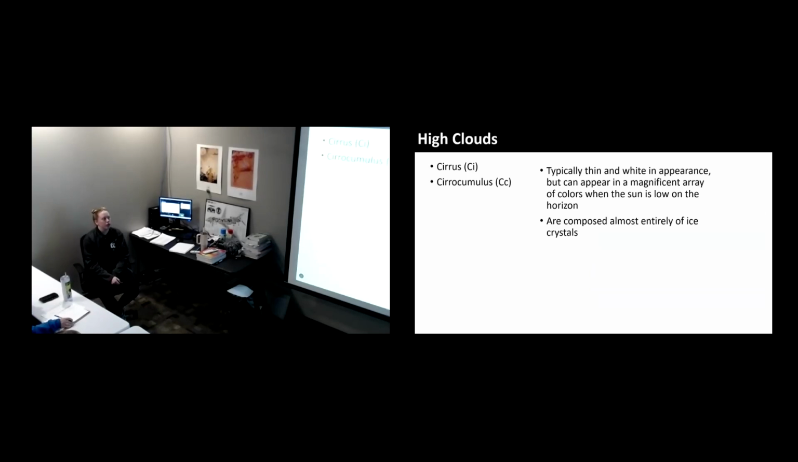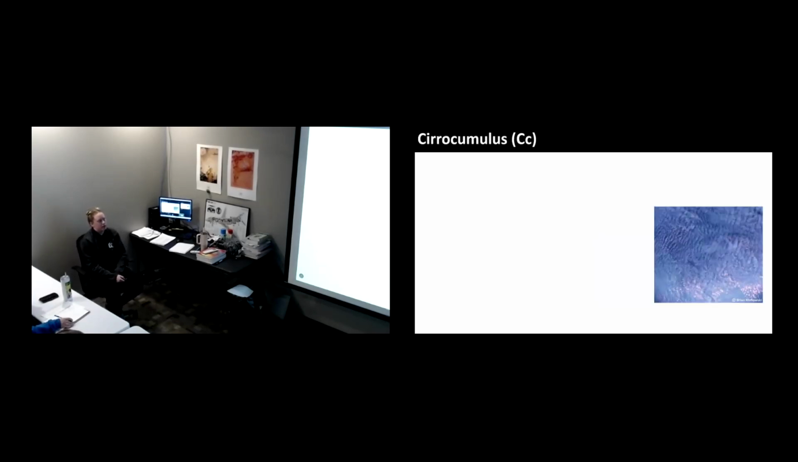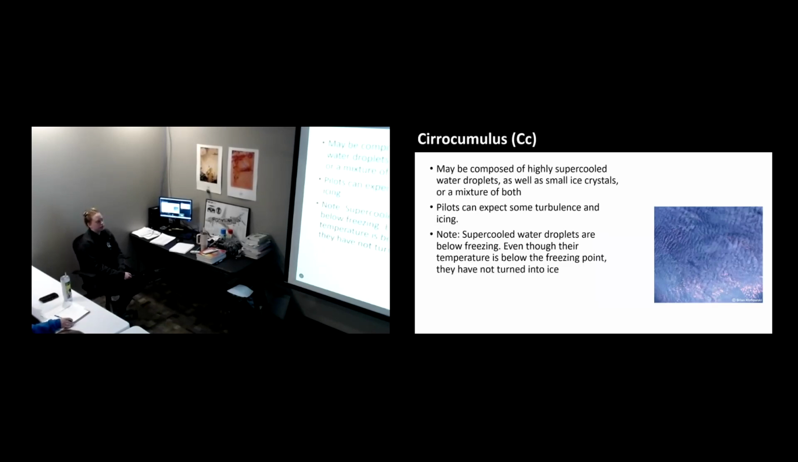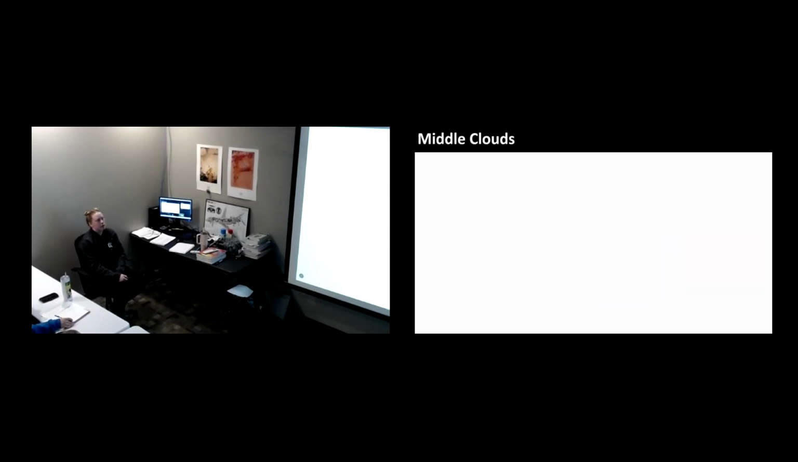Cirrus, cirrocumulus, cirrostratus. Oh, notice all of the cirrus clouds. Okay, so cirrus, CI. Cirrocumulus, you don't need to know the difference, this is just pictures of what they look like. Cirrostratus. Middle clouds: altocumulus, altostratus, altocumulus standing lenticular clouds. We'll get to that one. That one's my favorite.